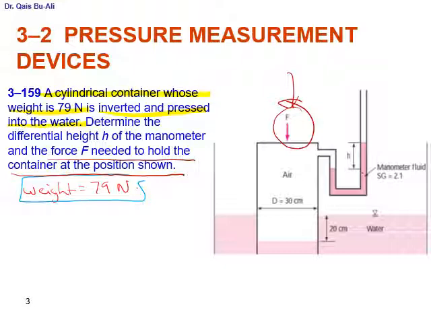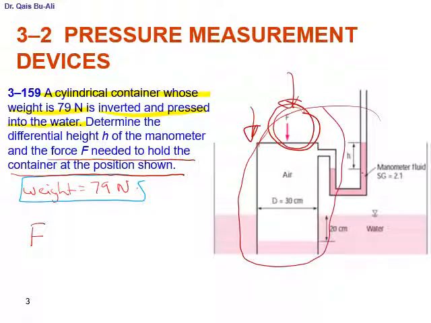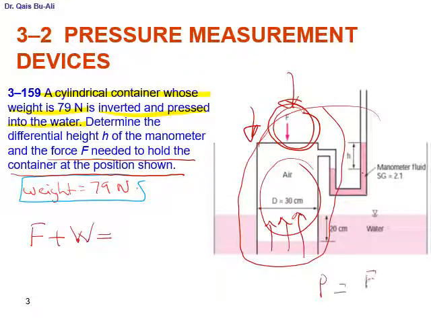Here we have to use what is called force balance. So I am applying a force downwards, so F. What other force do I have downwards? It is the force of the weight of the container itself. So plus W equals, what is the force that is trying to get things up? This is the force which is coming from the pressure inside the container, and you know that P is equal to F over A. So F is equal to PA. So this is equal to PA.